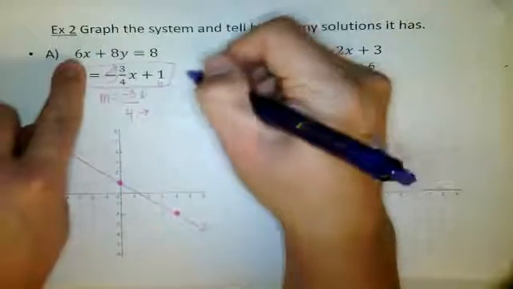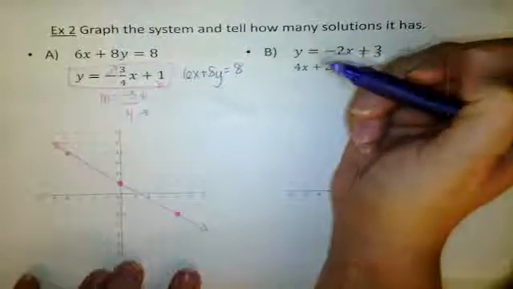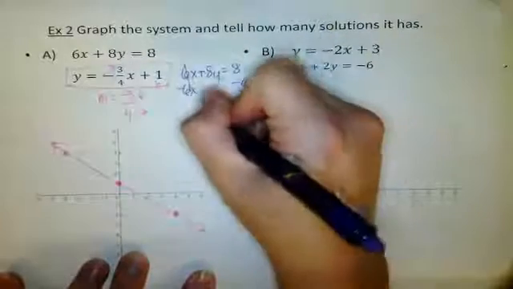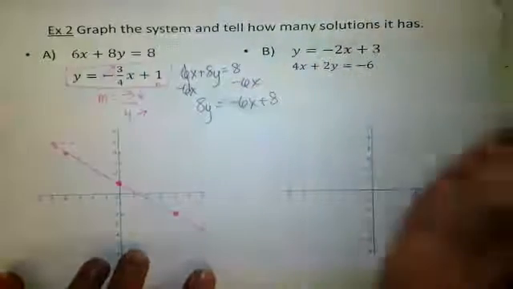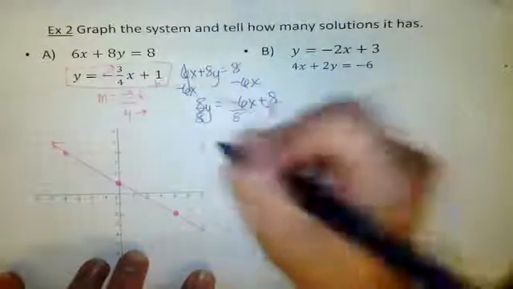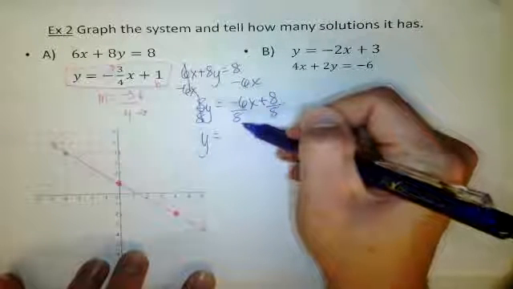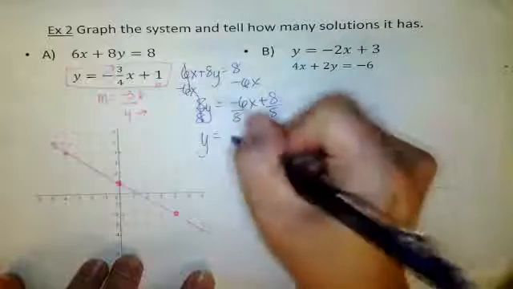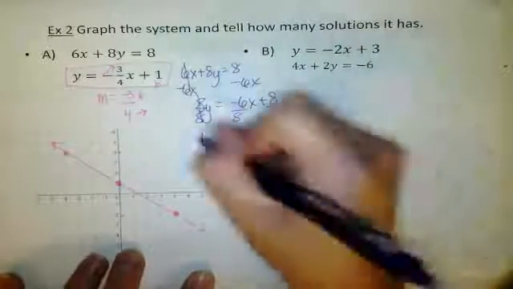This other equation, what do I need to do? Subtract 6x. But we got to isolate that y term. So negative 6x and a positive 8. And then what? Divide by 8 everywhere. And so we get y equals, what happens with this fraction? You can reduce. Negative 3 over 4 with an x. And 8 divided by 8 is 1.